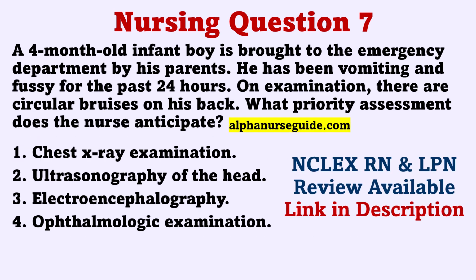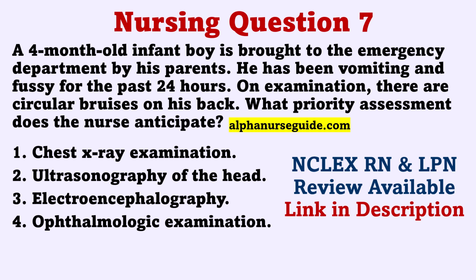A 4-month-old infant boy is brought to the emergency department by his parents. He has been vomiting and fussy for the past 24 hours. On examination, there are circular bruises on his back. What priority assessment does the nurse anticipate? 1. Chest X-ray examination. 2. Ultrasonography of the head. 3. Electroencephalography. 4. Ophthalmologic examination.